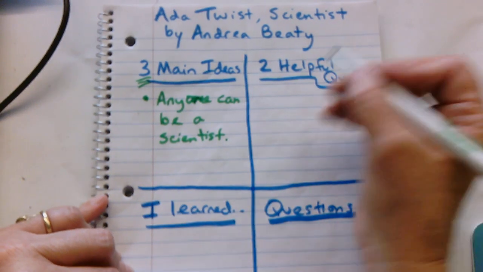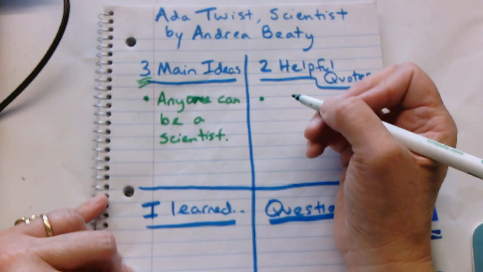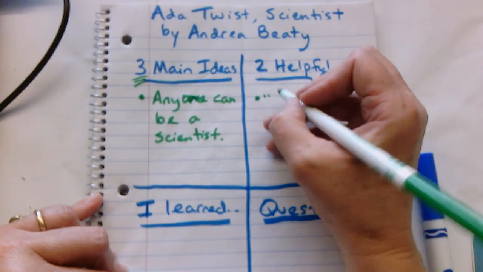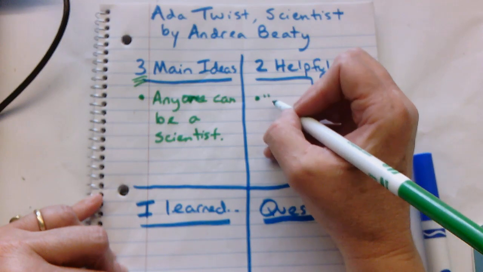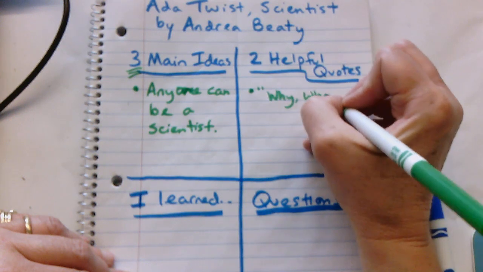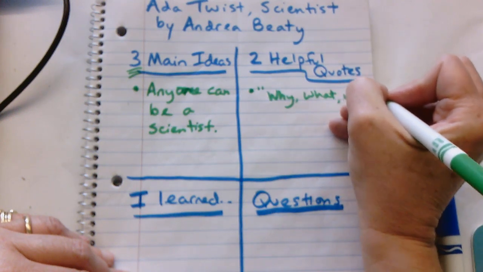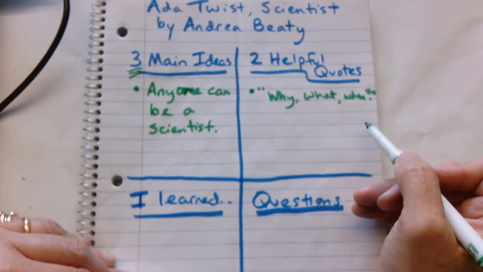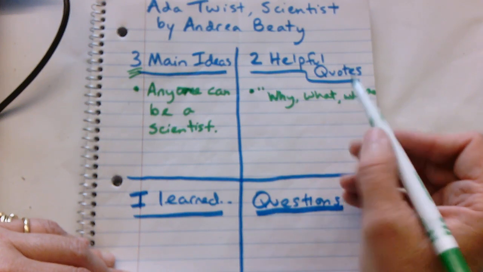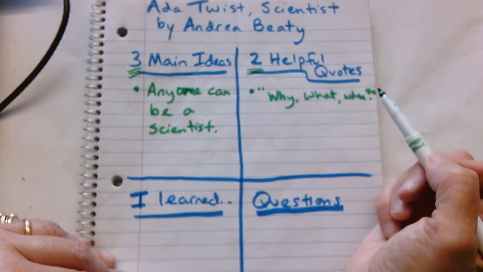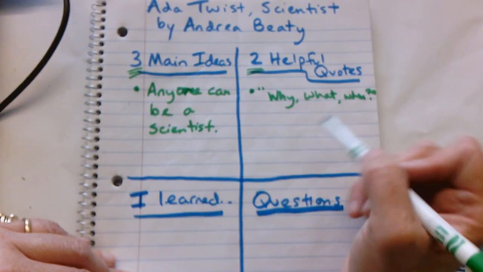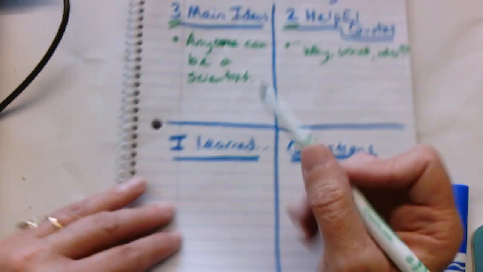Two helpful quotes. Oh, you guys were coming up with some wonderful ones in class. One of the quotes that I heard a couple times was when she asks why, what, and when, because a scientist asks questions. So that might be one quote you put down. But again, find at least one more that is a helpful quote that illustrates to you how she is a scientist or what she is telling us about being a scientist.